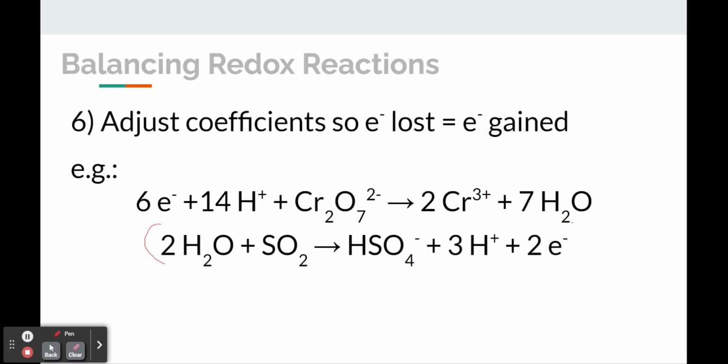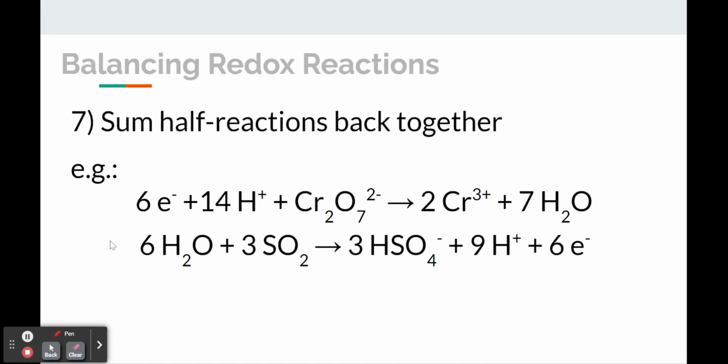So what we're going to do is take this half reaction on the bottom here and triple it, because 3 times 2 electrons gives us 6 electrons. So now we have these half reactions such that the electrons gained and lost are the same. Then the last thing to do is to just add the 2 half reactions together.